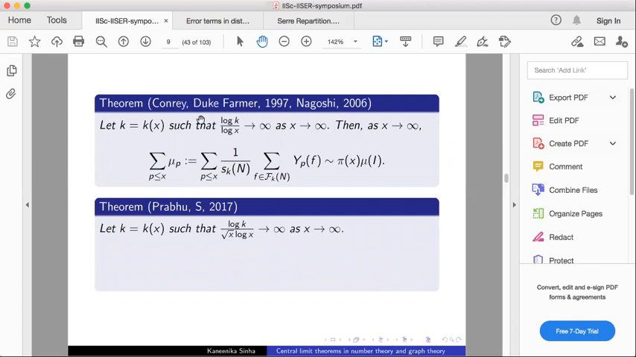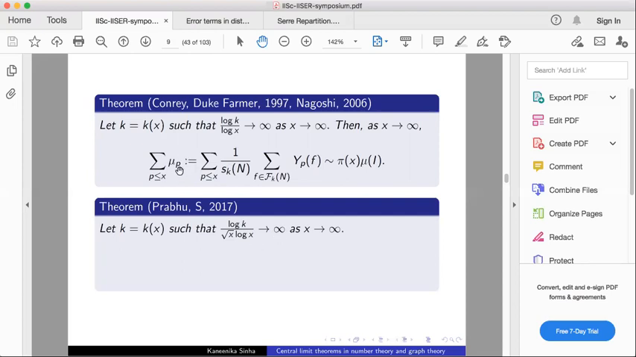Then a famous result of Conrey, Duke and Farmer, which was later sharpened by Nagoshi, tells us that under this growth condition, the expected value of the sum of the random variables y sub p is asymptotic to pi of x times the Sato-Tate measure of I as x goes to infinity. And Neha and I built upon this work.